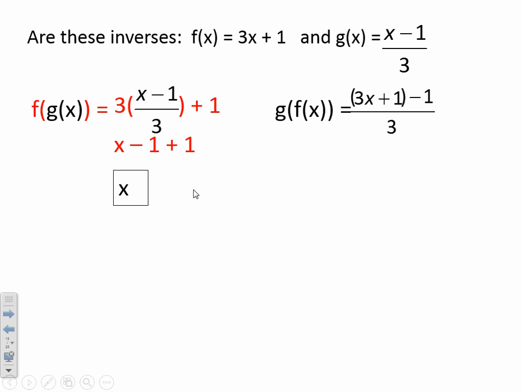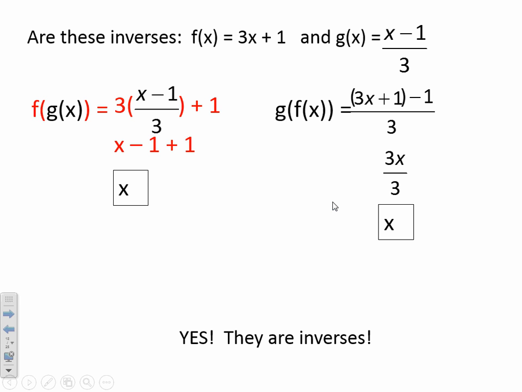Now on the top, I've got my plus 1 minus 1. That becomes 0. So I've just got 3x over 3, and the 3 over 3 becomes a 1, so I'm just left with x. So we see that, yes, these two functions are inverses. Fantastic.